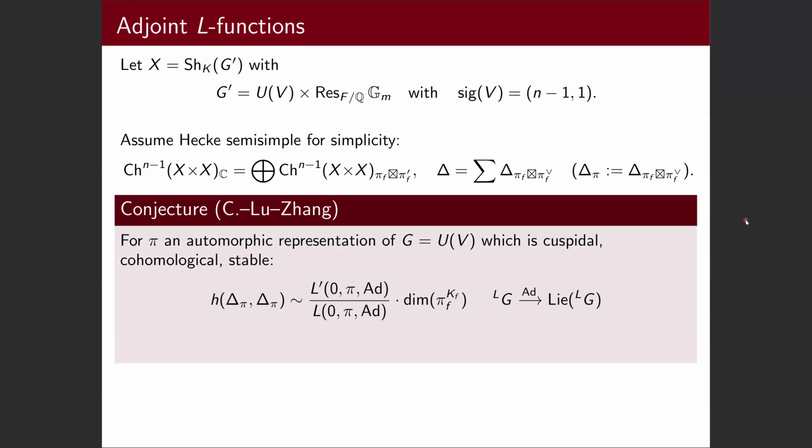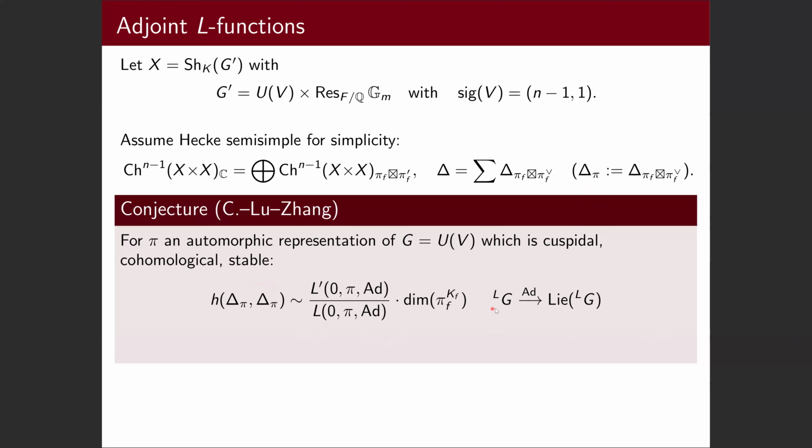Okay, so now I can state the conjecture in rough form. If I take pi an automorphic representation of the unitary group, let me assume this to be cuspidal, cohomological, where cohomological means appearing in middle degree cohomology of X, and stable, so I want the base change to be cuspidal, then the self-height pairing of this diagonal class should be expressed, up to simpler factors, in terms of this log derivative of the adjoint L-function times something times the dimension of the K-fixed space.